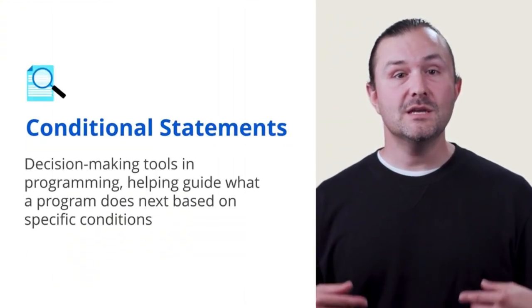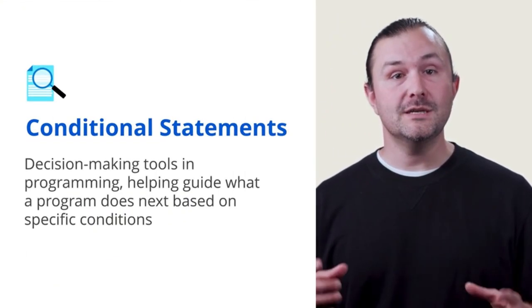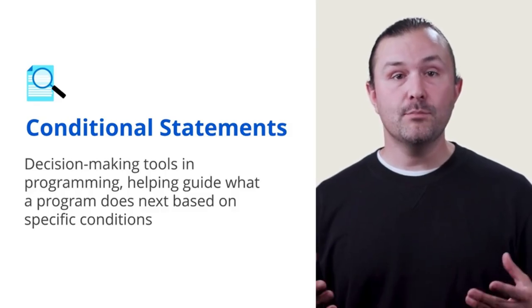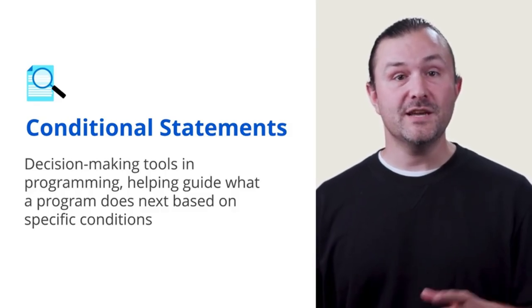After understanding how to store and manipulate data with variables and Boolean logic, the next step is learning how to control the flow of your program. This is where control structures guide your program's decisions and actions. Conditional statements are like decision-making tools in programming, helping guide what a program does next based on specific conditions.